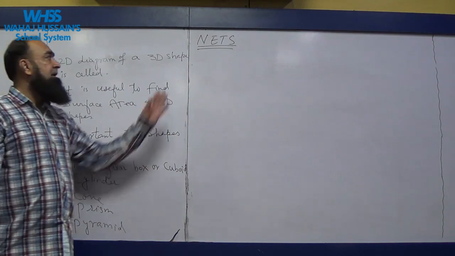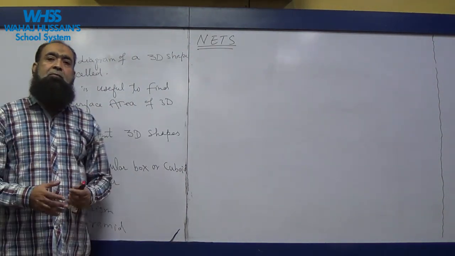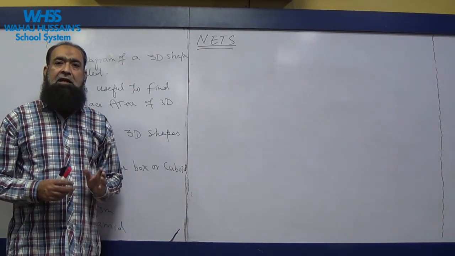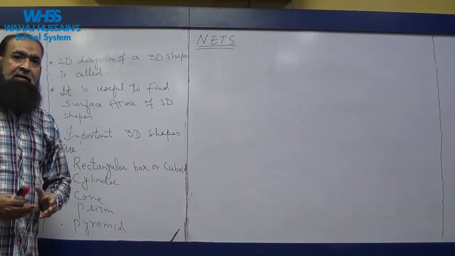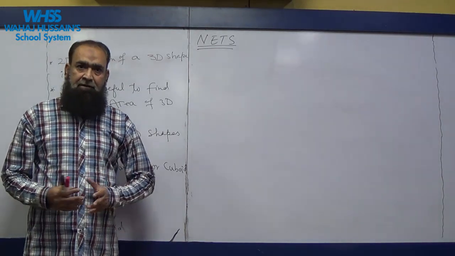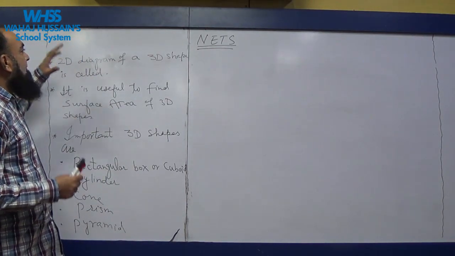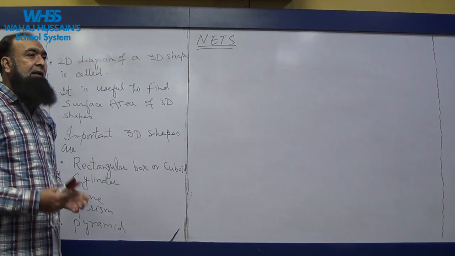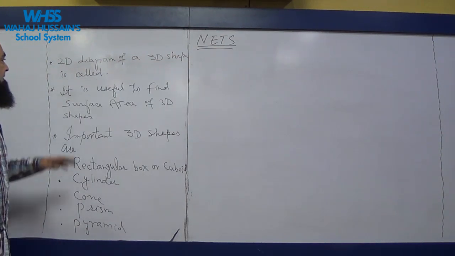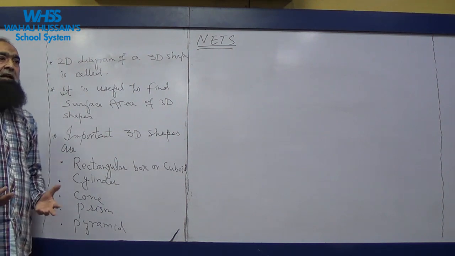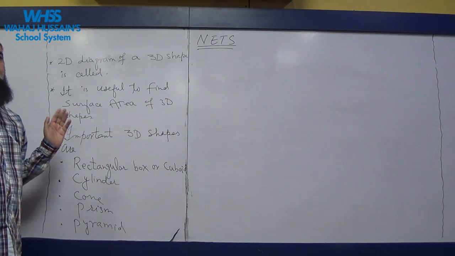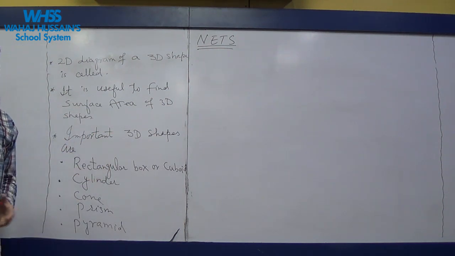Today's topic is nets. It's a very important topic in mathematics. It was introduced in O level in 2018, and before that it was very difficult to find the surface area of 3D shapes. What is a net itself? A net is basically a 2D diagram of a 3D shape. Why do we use nets? Because it is useful to find the surface area of 3D shapes.